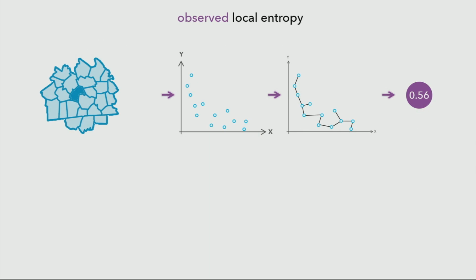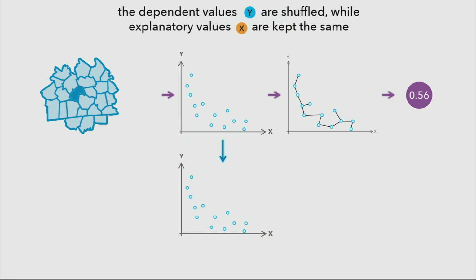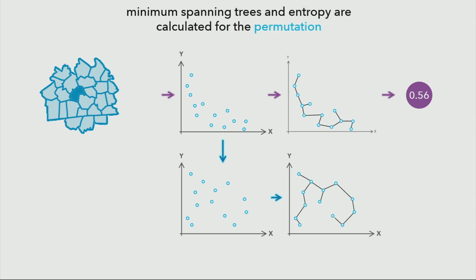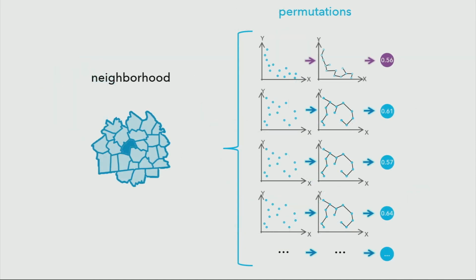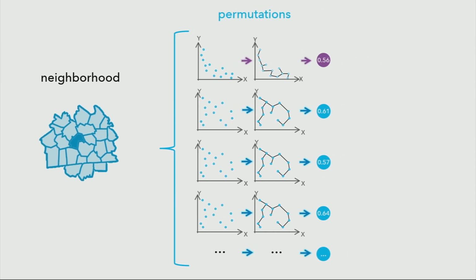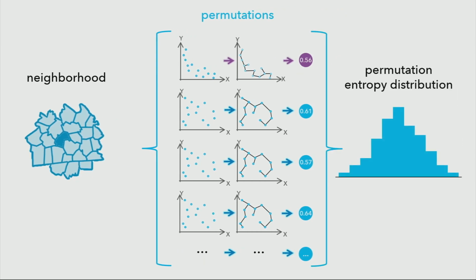So we have that one observed local entropy for that one neighborhood. The way we're going to do that is we're going to create a distribution of other entropies where those two values are actually independent. The way the tool does this is essentially by shuffling the values of the dependent variable y while keeping the explanatory values the same. Then it calculates your minimum spanning trees and gets another entropy value. It does this several times, for however many permutations you tell it. By default, it's 199. Once it does this, you get this nice distribution of entropy values, and your observed one is going to be somewhere in that distribution.